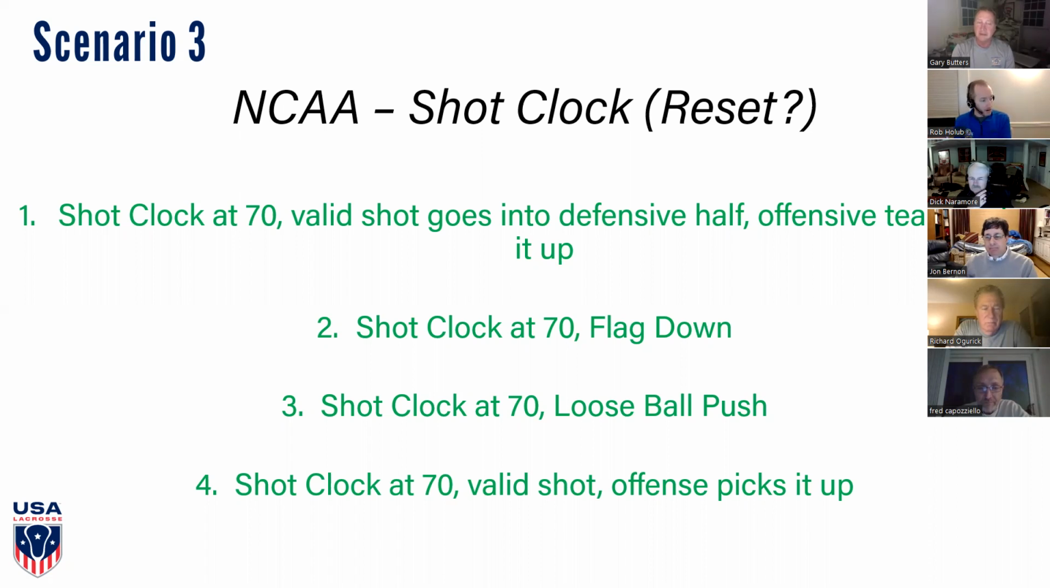And then in the scenario, if they shoot at any point in the shot clock and they hit a post or the goalie, and the offense repicks it up, it automatically goes to 60, no matter what. They lose that time because we no longer have a clearing count.